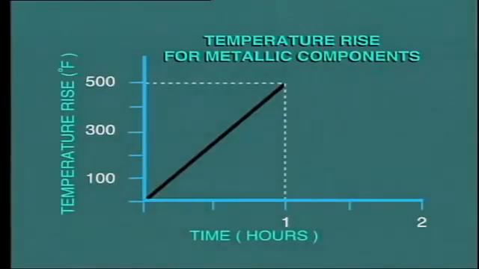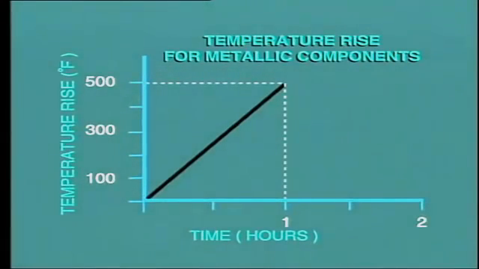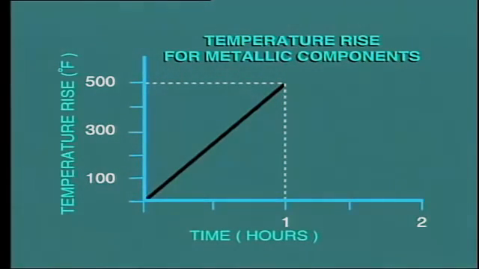So it is extremely important when heating steam pipework, the steam chest and the turbine itself, to make sure that we do not try to add heat too quickly. One commonly used rule of thumb states that the temperature rise of metallic components should not be allowed to exceed 500 degrees Fahrenheit per hour, that is 8 degrees Fahrenheit per minute.